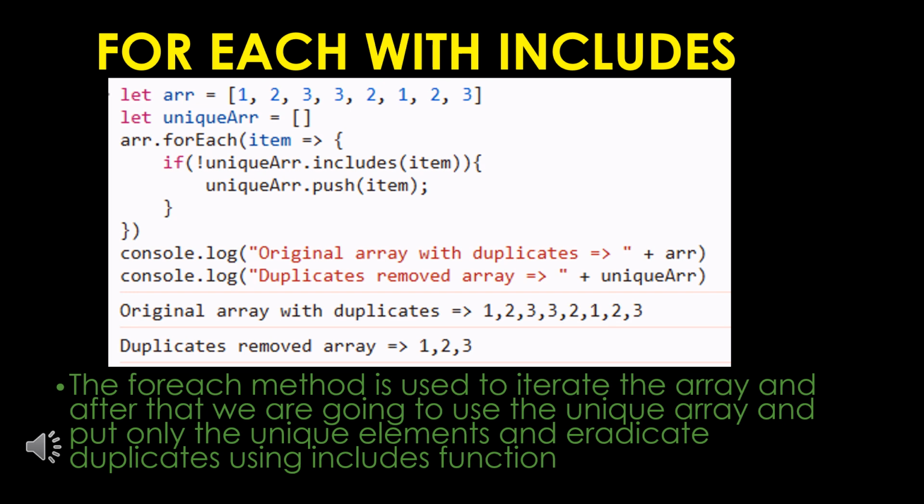So each time the first array's first element 1 will come here, and it is not present in the unique array, so it will be pushed. Second element 2 will come here, and it is not present in the unique array, so it will be pushed. Third element 3 will come here, and it is not present in the unique array, so it will be pushed. When the fourth element 3 is coming here, it is already present in the unique array, so it will not be pushed. Like that it will work.